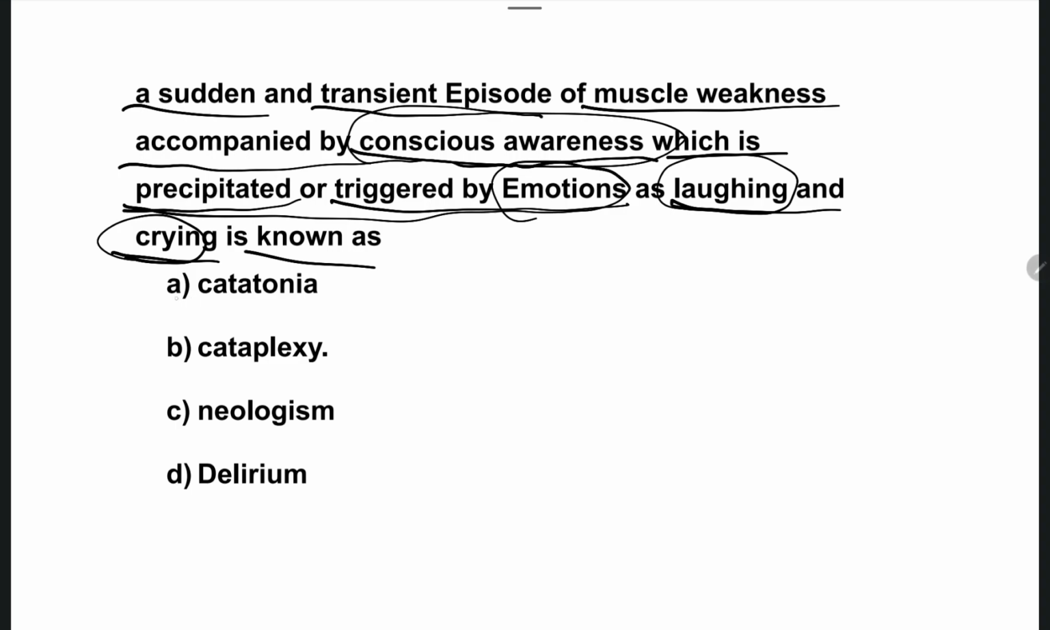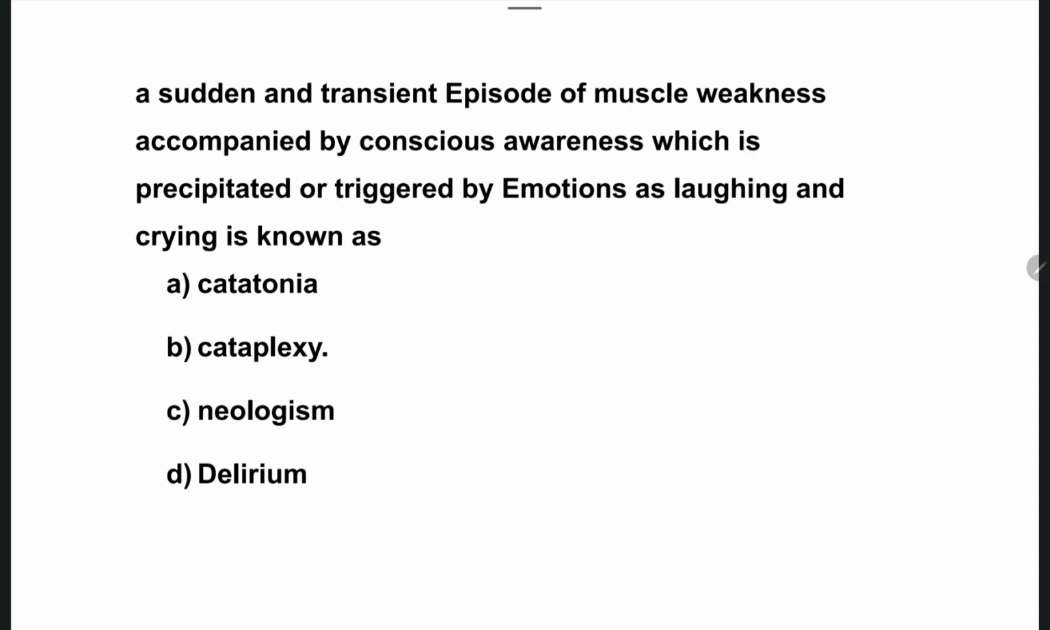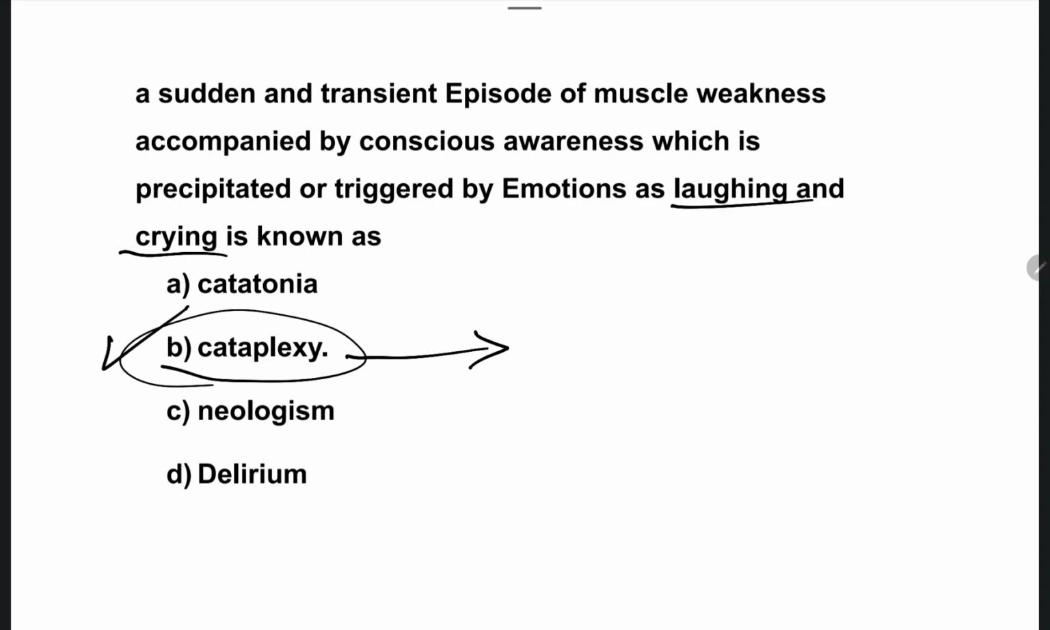Option A, catatonia. Option B, cataplexy. Option C, neologism. Option D, delirium. So the answer is option B, cataplexy. Cataplexy is a condition with sudden laughing and crying with awareness, consciously the person is laughing and crying. The right one is option B.